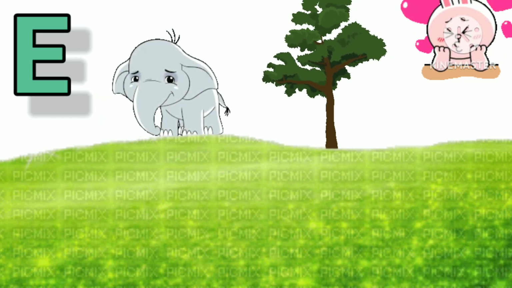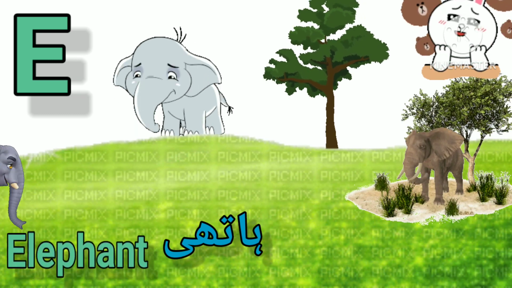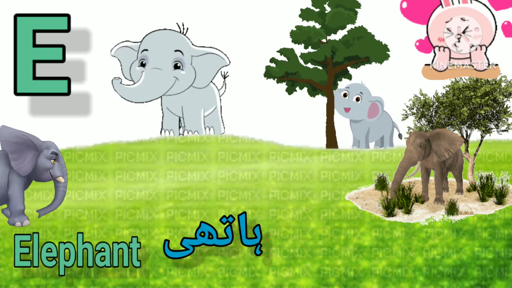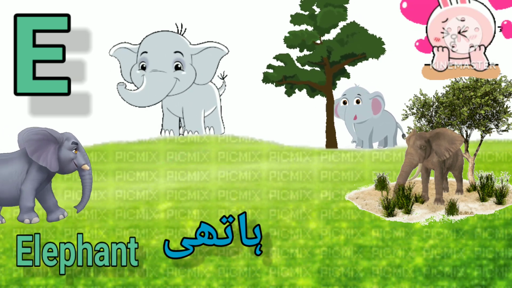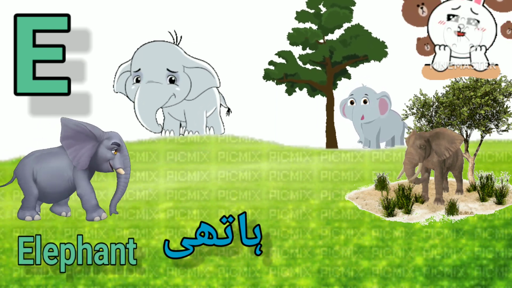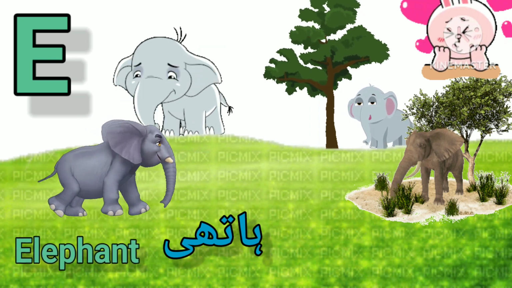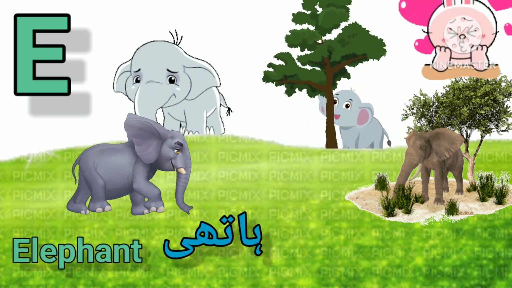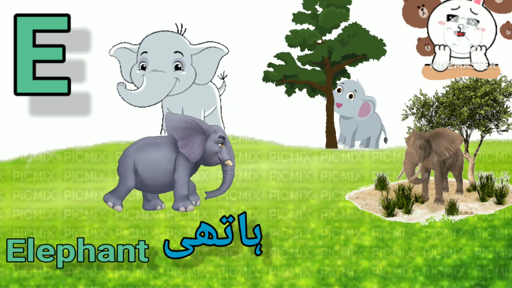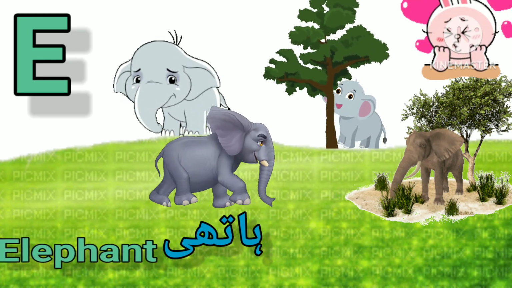Dear students, E. It's E. E is for elephant. E-L-E-P-H-A-N-T, elephant. Elephant means hathi. E is for elephant.